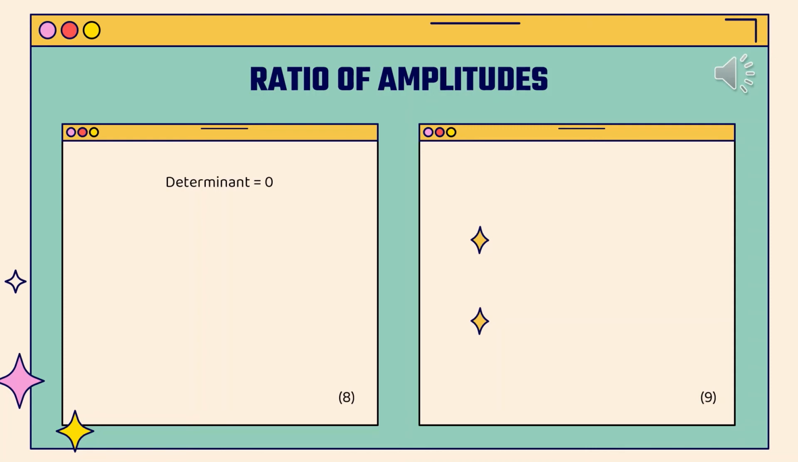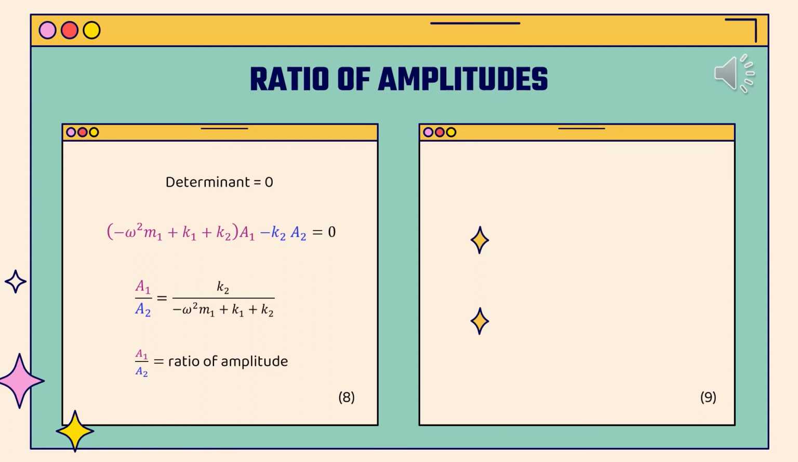Firstly, we consider the first row of this expression, which is negative omega squared m1 plus k1 plus k2 times a1 minus k2 a2 equals 0. From this expression, we can solve for a1 over a2. The ratio of amplitudes is equal to k2 divided by minus omega squared m1 plus k1 plus k2. These 2 amplitude ratios corresponding to each natural frequency are known as mode shapes, or sometimes referred to as natural modes.